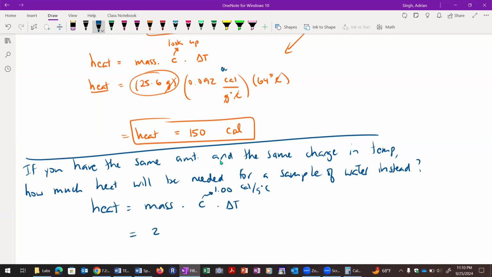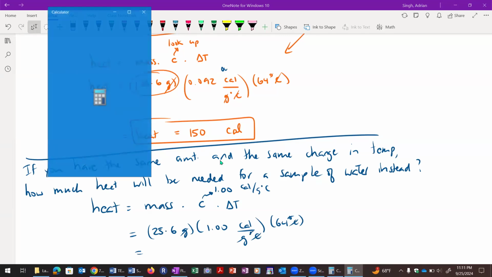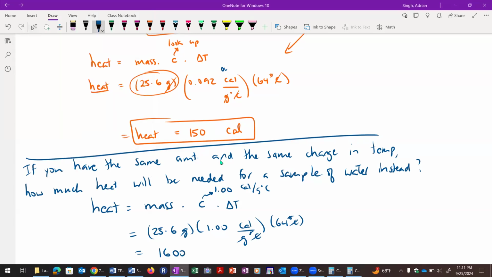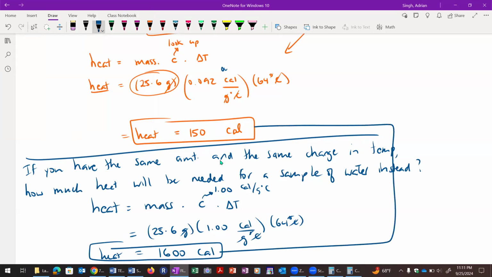So we substitute those values, 25.6 grams times 1.00 calories per gram degree Celsius. And then my change in temperature is 64 degrees C. Degrees Celsius go away, grams go away. So if I stick that in my calculator again, okay, now I have 25.6 times 1 times 64. Okay, and I end up with 1,638.4. So we round that to 2 sig figs. That's 1,600 calories.